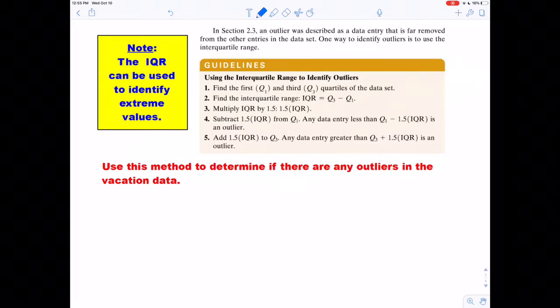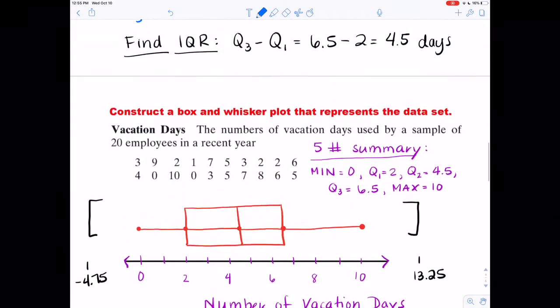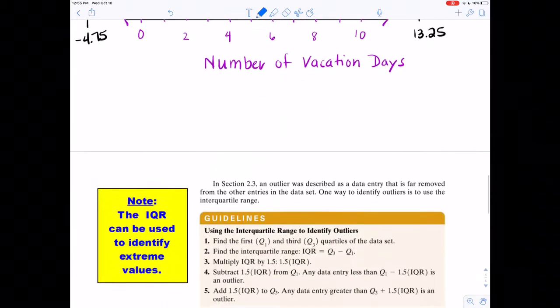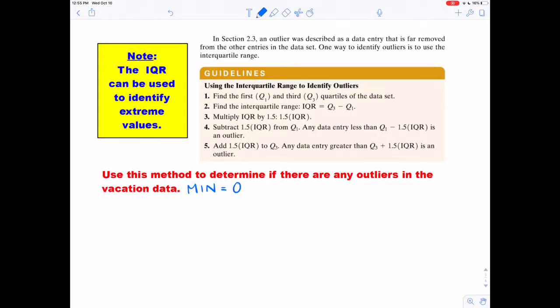Okay, so the first thing I'm going to do anytime I'm using the quartiles is make sure that I have the complete 5-number summary for my data set. Okay, and so because we've already found this, I'm just going to refer back. We had a minimum of 0, a maximum of 10, and quartiles of 2, 4.5, and 6.5. All right, so again, I'm just going to pull those because this is what we're going to need.